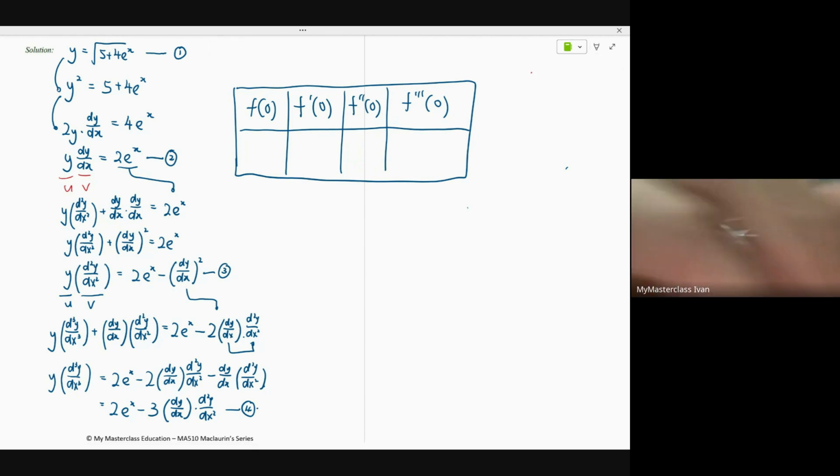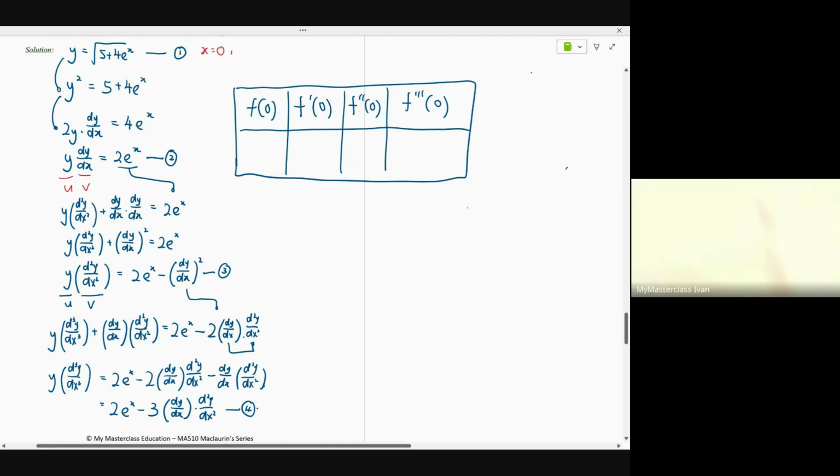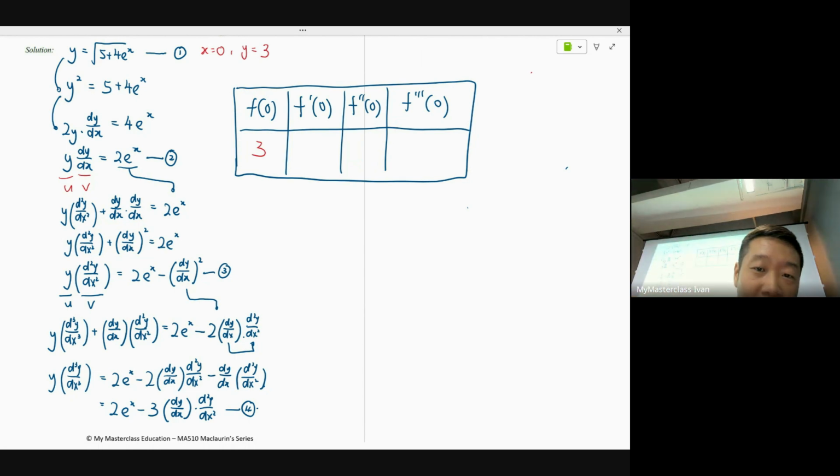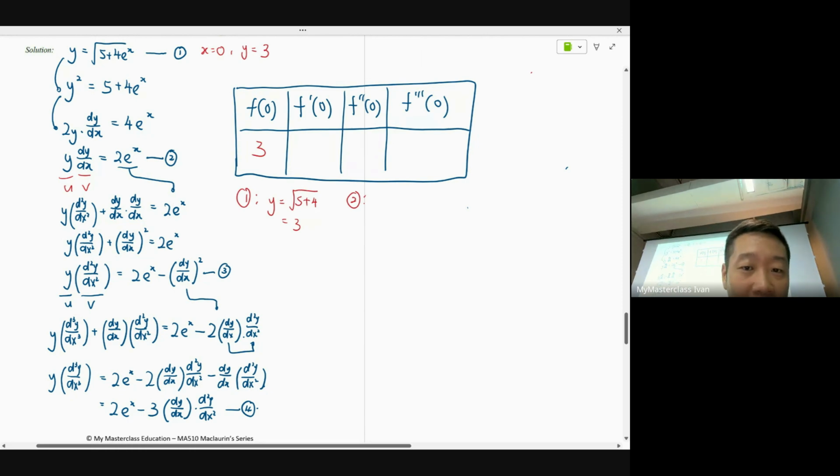Or F0 here. So when x equals 0, y equals what? E to the power of 0 is 1, 5 plus 4 is 9, square root 9 is 3. Can you see? So from equation 1, y equals square root of 5 plus 4, which is 3. So from equation 2, can you see equation 2? What is y? F0, 3. 3 dy dx equals 2e power 0. E power zero, oh boy. You're so much better. When you first came in January, you could not even remember e power zero is 1. So dy dx is what? 2/3. Can you see? Just right here. 2/3.